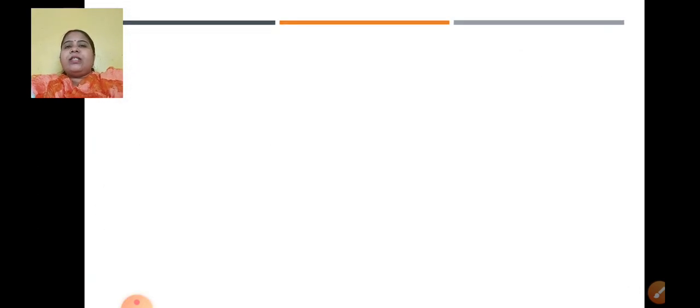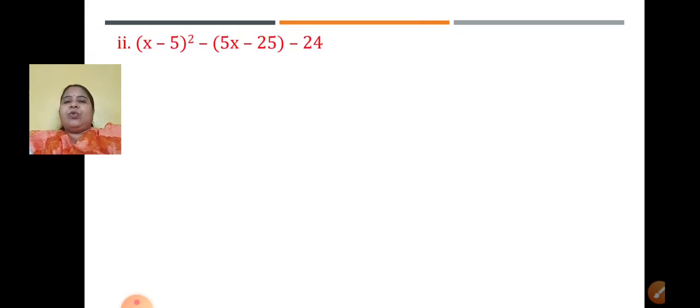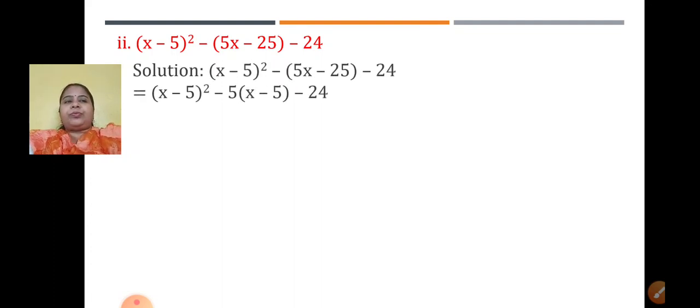Let us move to the second question. The second question is x minus 5 the whole square minus 5x minus 25 minus 24. Now when you look at it as such, can you see anything common here that can be taken? The common part in both the brackets. This is x minus 5. This is 5x minus 25. As such there is nothing common, right? So what we will do? We will try to take common.